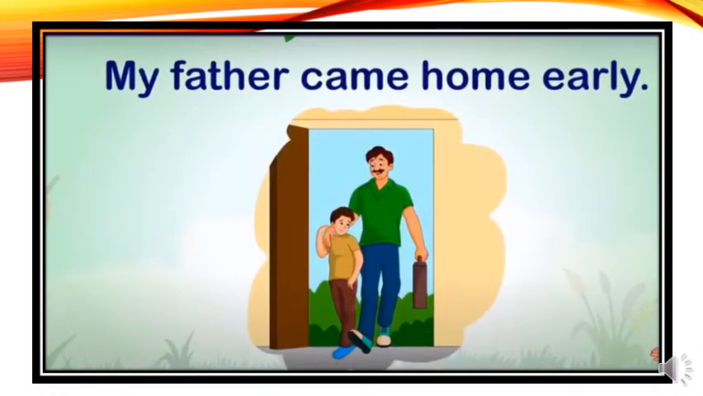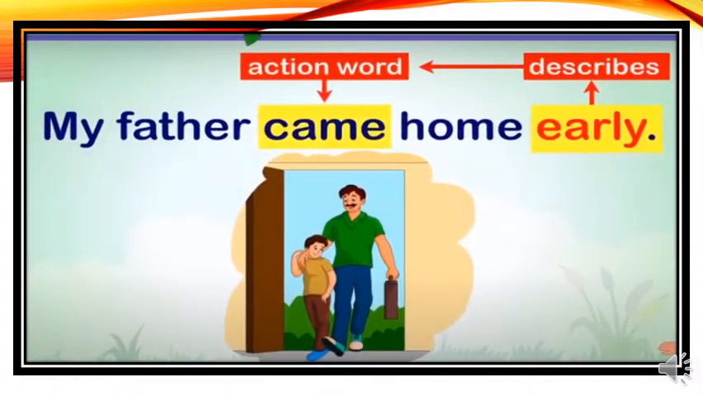Now, let's have a look at this slide. What is written on the slide? Read the sentence with me loudly. My father came home early. Here, early tells us when the action happened. That is, early describes the action word came. So, you can see from the example that adverb describes the action word came. And what was the adverb here? Early.